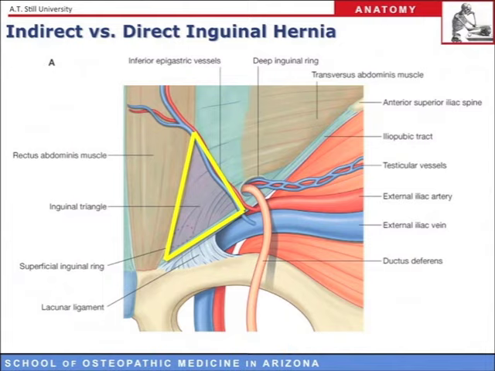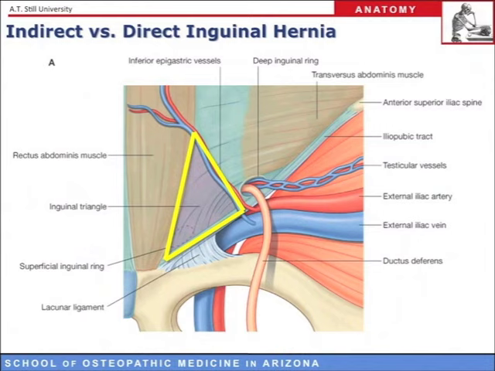So this entire triangle is medial to the inferior epigastric vessels. So if a hernia pushes directly through this weak spot, it is known as a direct inguinal hernia, as opposed to if an inguinal hernia takes an indirect route or the oblique pathway following the original route of the testes descent. So the indirect inguinal hernia would push through this deep inguinal ring here. So that's the difference there.